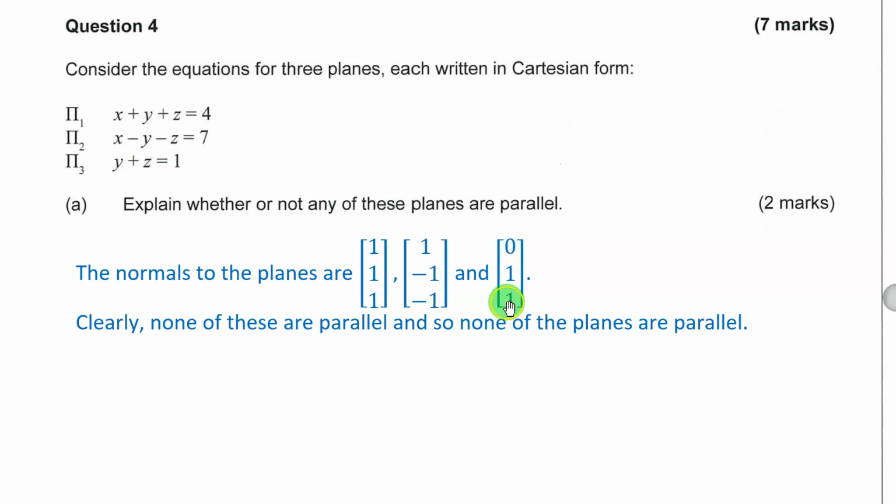So (0, 1, 1). And of course you notice that we've got 1, 1 as the common last pair of coefficients. But anyway, clearly none of these are parallel because there's no way any of them is a multiple of the other. And so we can say that none of the planes are parallel. So I'm guessing one mark is for identifying the normals and one for saying none are parallel.